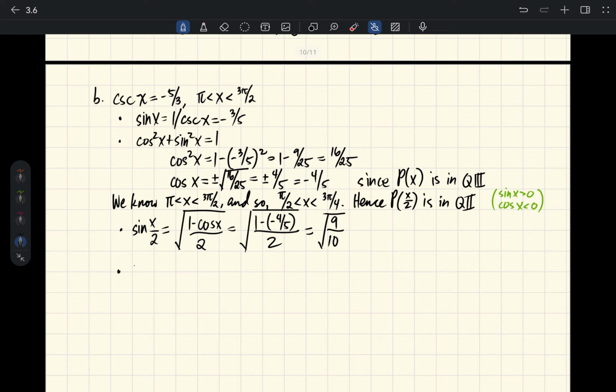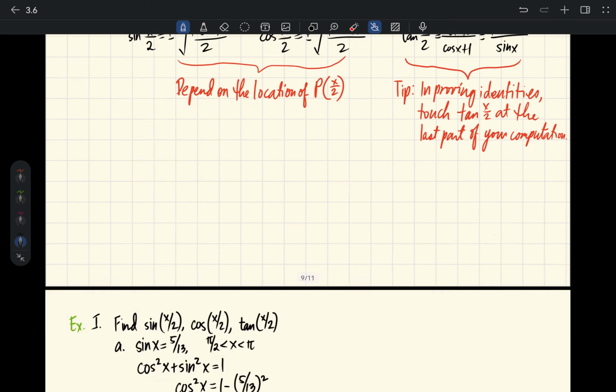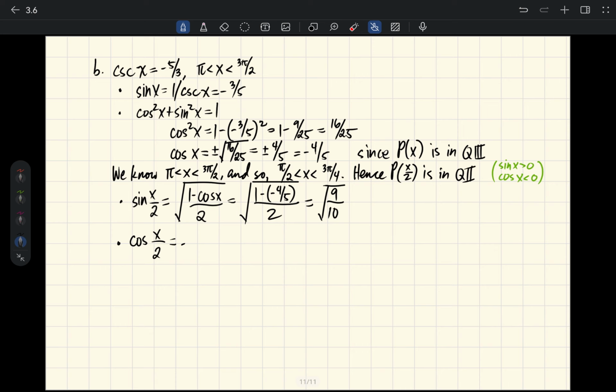For the second one, cosine of x over 2, this time, cosine is negative. So we will just use the negative part of this identity. So we have the negative square root of (1 plus cosine x) over 2. That's the negative square root of (1 plus negative 4 over 5) over 2.